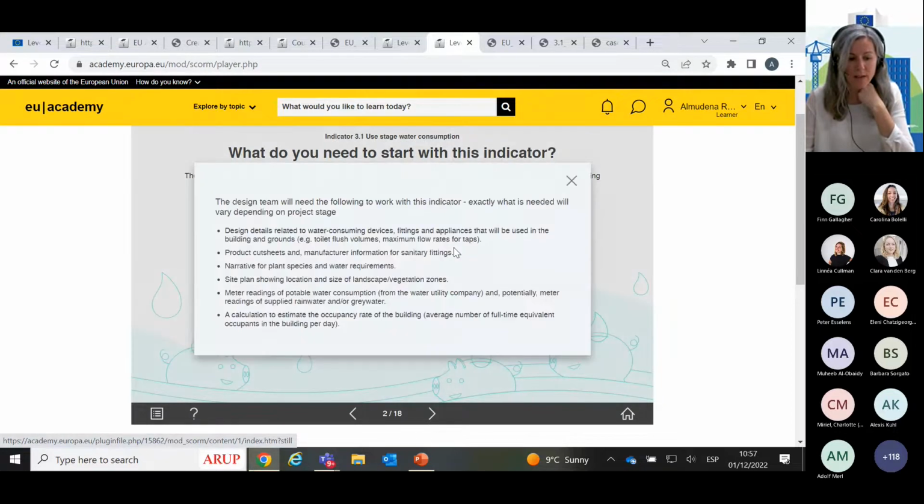And also we have included some interesting information that you may have related to your project, that you can have at the same time that you are integrating the concepts of this indicator inside of your project. Like, for example, the plant species or the manufacturer information for the sanitary fittings, some information that is very useful in order to assess and evaluate and integrate the concepts of water.